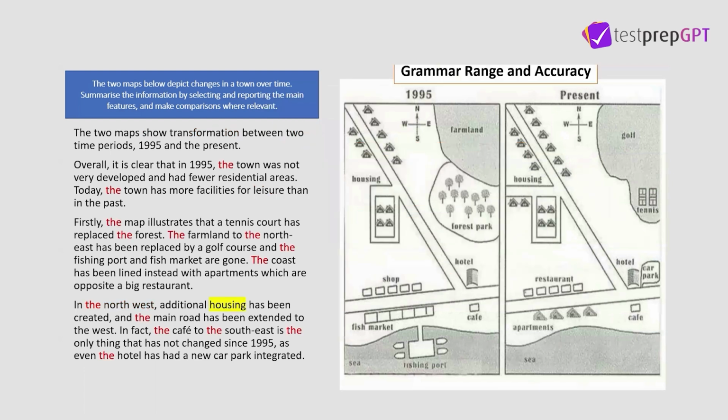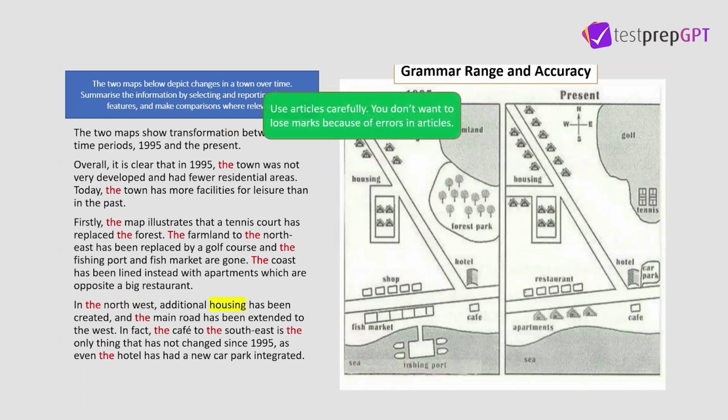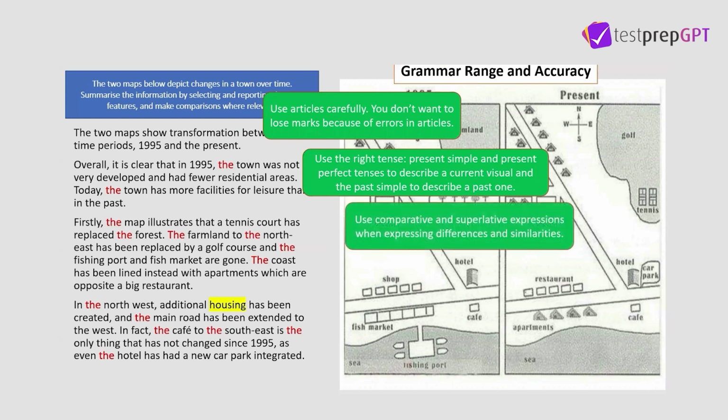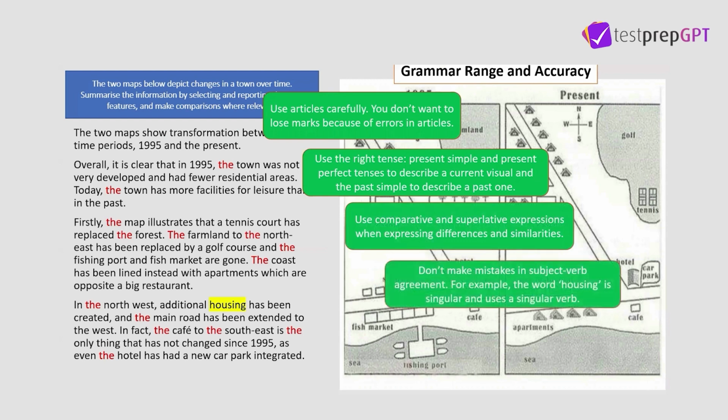Grammar range and accuracy: please use articles correctly. This is one of the biggest pitfalls for IELTS examinees. They use articles wrong and they lose marks. So practice your use of articles and tense. So if you're describing the present, use the present simple or present perfect, okay? If you're talking about the past, use the past simple, and use comparatives when you're making comparisons.